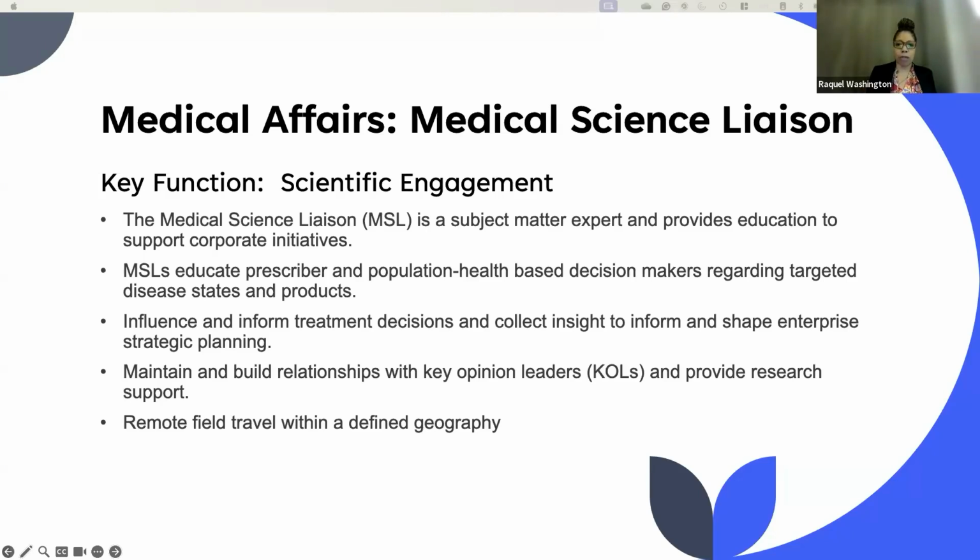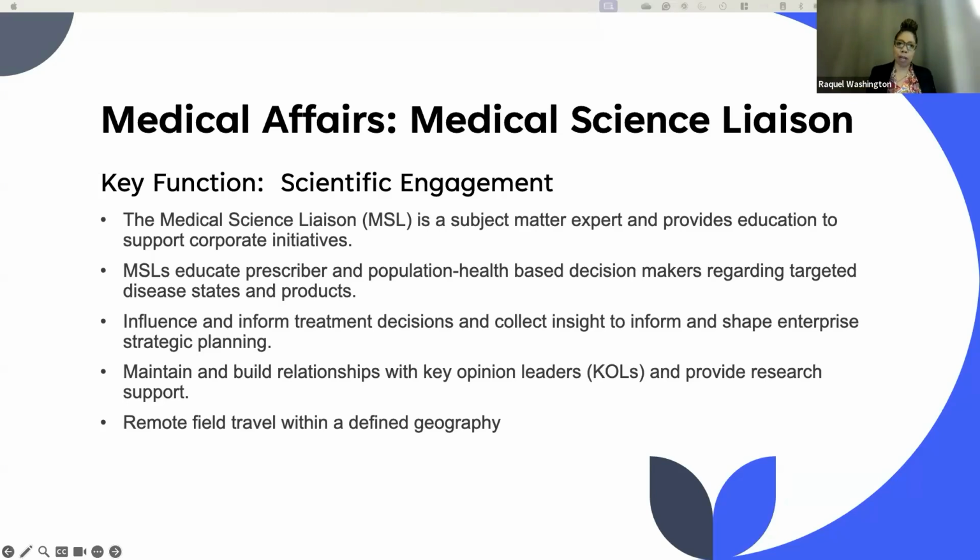Population health decision makers are leaders within either a health system or a payer that make decisions for a population. It could be a chief medical officer, a director of population health, a director of quality, or someone like that. But any leader that is making decisions for more than one person. The prescriber may be making a decision for the patient in front of them. Population health decision makers make decisions for a population. The goal is to influence and inform treatment decisions and then listen to your customer and bring that voice of the customer back to the organization.